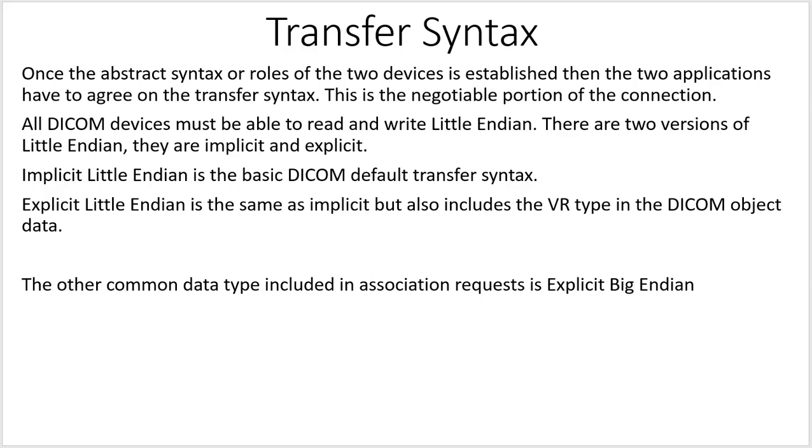Little Endian. That's implicit. Explicit Little Endian is the same as implicit, but it includes the VR type in the DICOM object data. Remember, VR stands for value representation, and it includes more information and data types about the types of images being sent. For example, the VR type would include the AE, the application entity title.